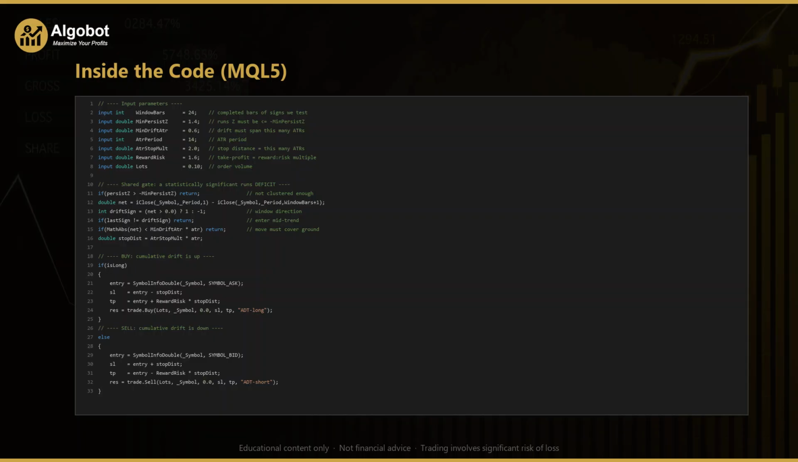Below the inputs is the shared gate. The line that reads, if persistZ is greater than negative MinPersistZ, return, rejects any bar where the run's deficit isn't strong enough.